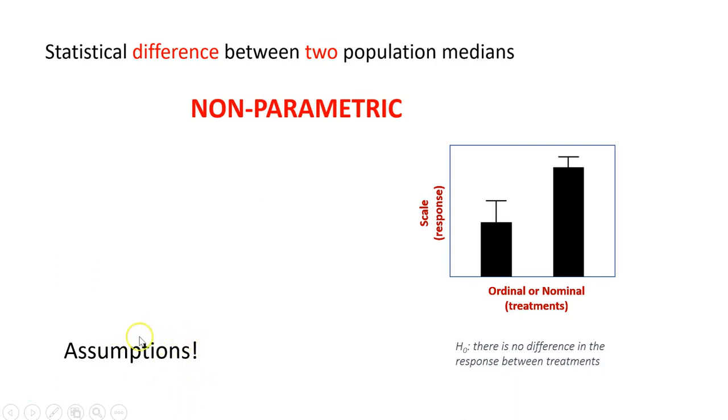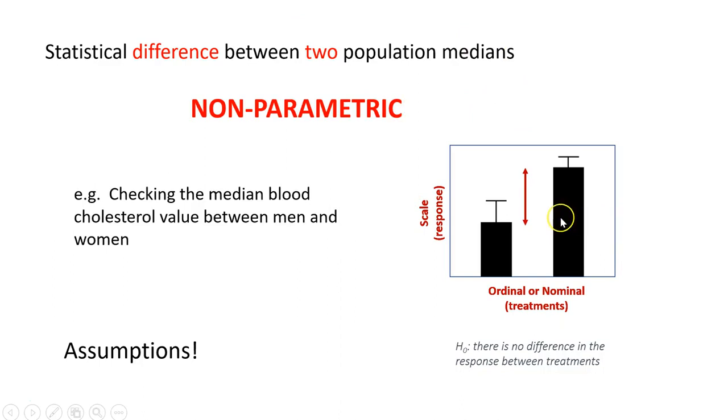Remember to check your assumptions again. So if these can't be fulfilled, if there's not a normal distribution, if the standard deviations are out, then we tend to turn towards this non-parametric Mann Whitney U test, which tests these medians. So again, it's testing whether there's a difference in the medians between two populations.